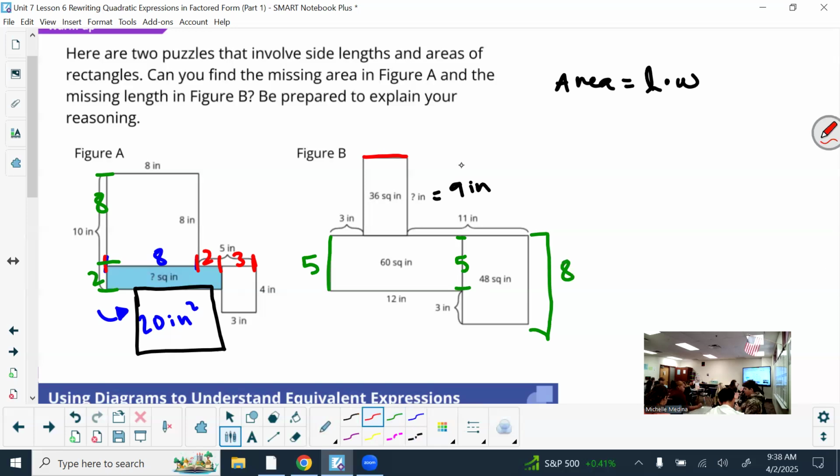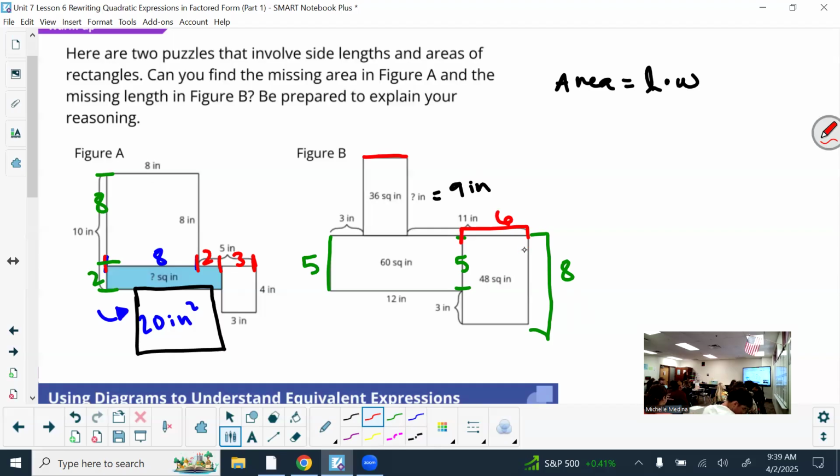Which then can tell me what this section is. Because if my area is 48 and my side length is 8, what times 8 is 48? 6. And if you don't have that memorized, divide. 48 divided by 8 is 6. Now I'm starting to get enough information.